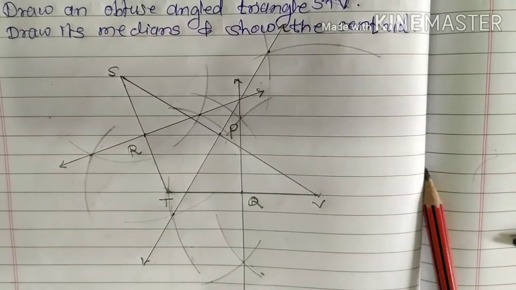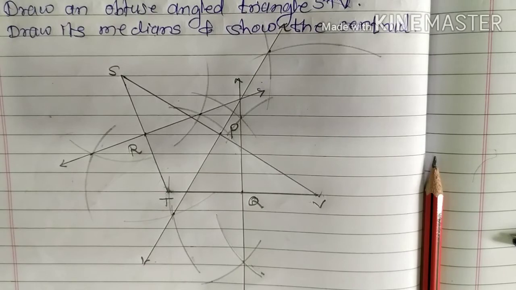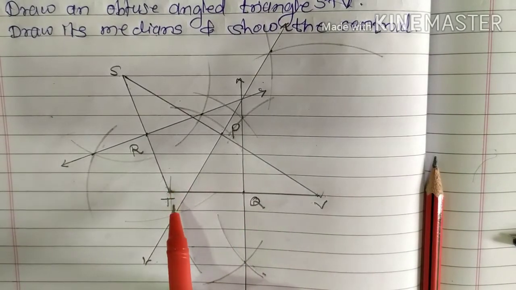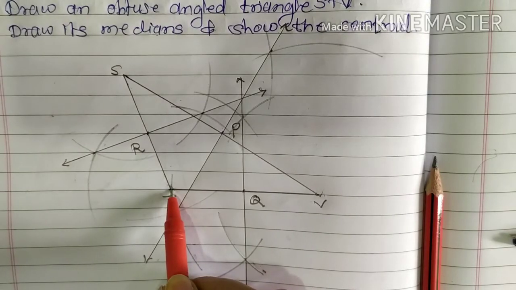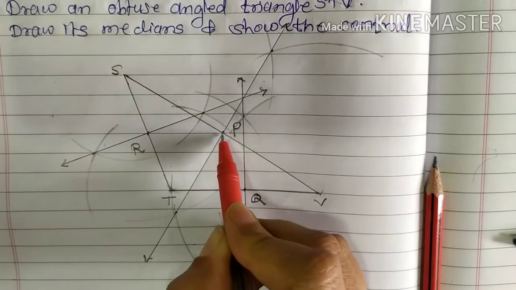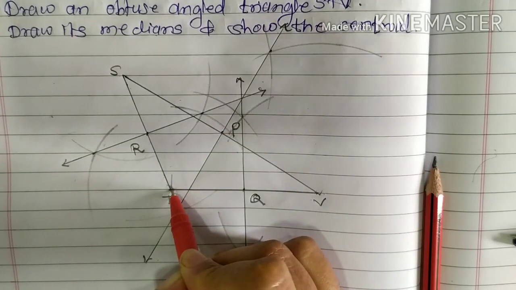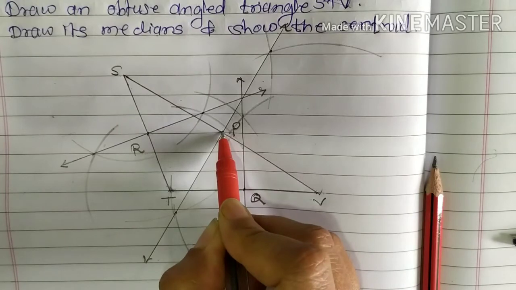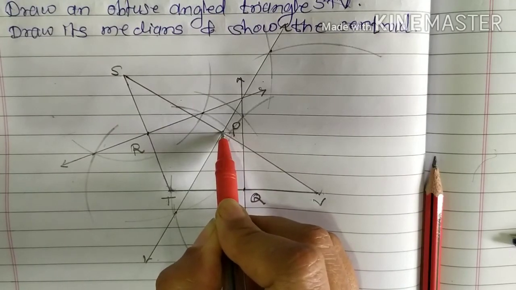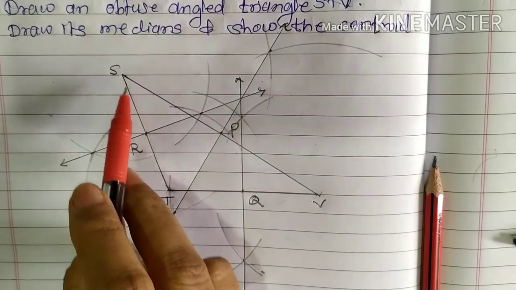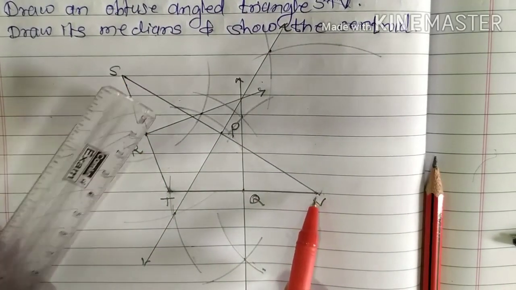Then let us again see what is the definition of median. The segment joining the vertex and the midpoint of the opposite side is called a median. Hence we are joining the vertex point and the midpoint of the opposite side. Let us see, first vertex point, that is T, and the opposite side is SV. Hence we are joining.